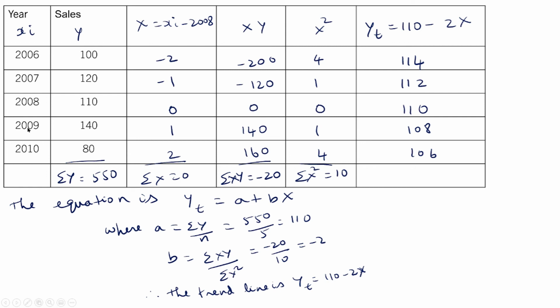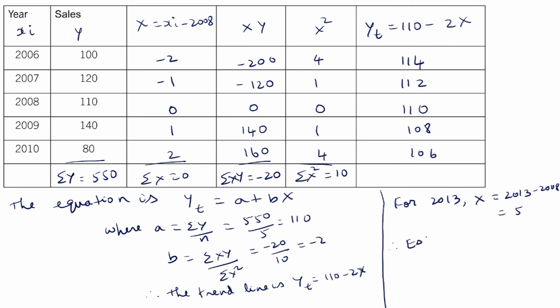And then we were also asked to find the estimated sales for the year 2013. So for 2013, we have to find x. X we have taken as year minus 2008. So for 2013, x is 2013 minus 2008, which is 5.